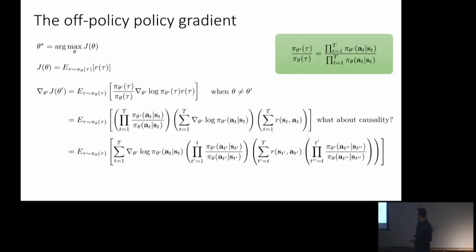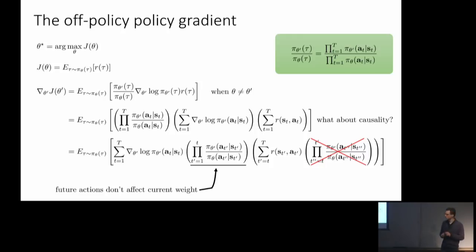And now what you can do is you can actually try to omit these things. So the future actions don't affect current weights. That's why you can put that thing over there. And this thing, you can simply cross it out. Now, if you cross it out, it's not quite giving you a policy gradient anymore, but it does correspond to an instance of what's called policy iteration.